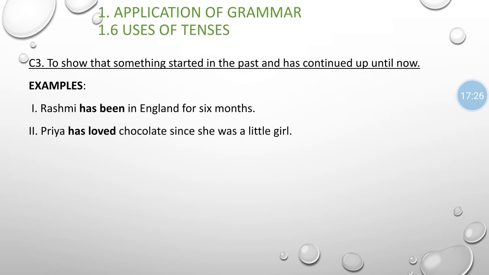It is also used to show that something started in the past and has continued up until now. Rashmi has been in England for 6 months. Then, Priya has loved chocolate since she was a little girl. In this example, the past action has continued up to now, which means she has a habit of doing such an action, indicated by the present perfect tense.